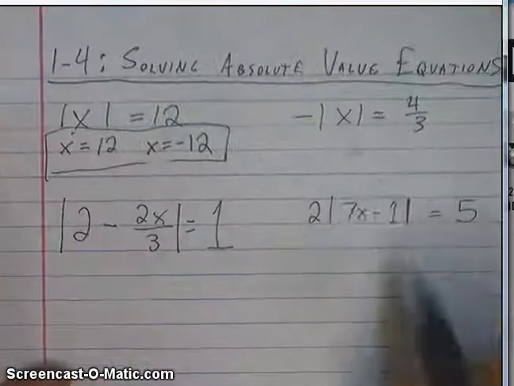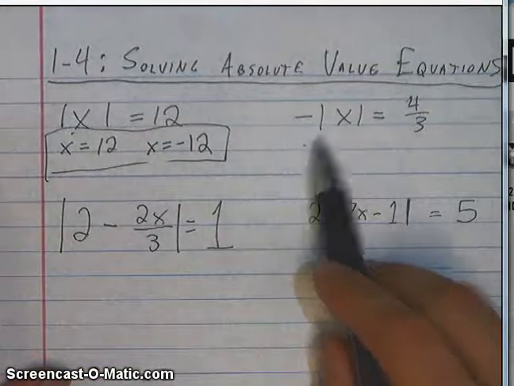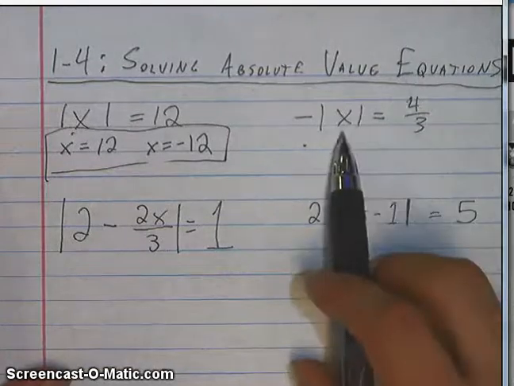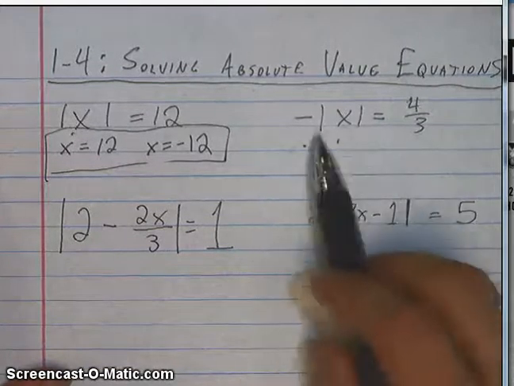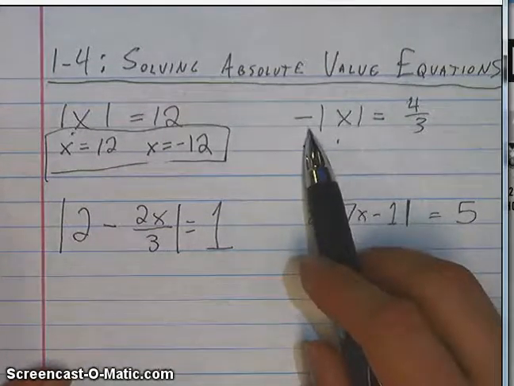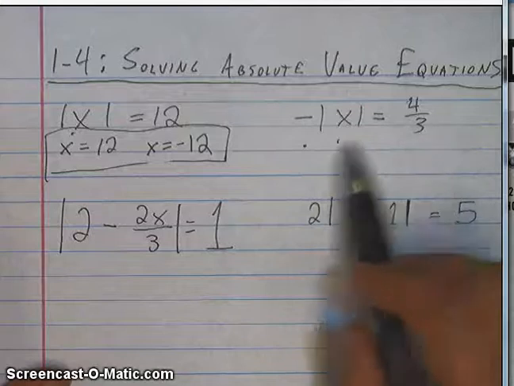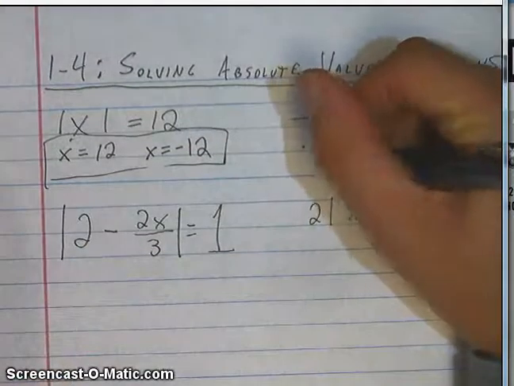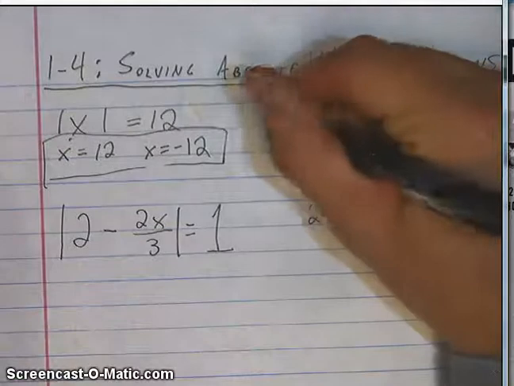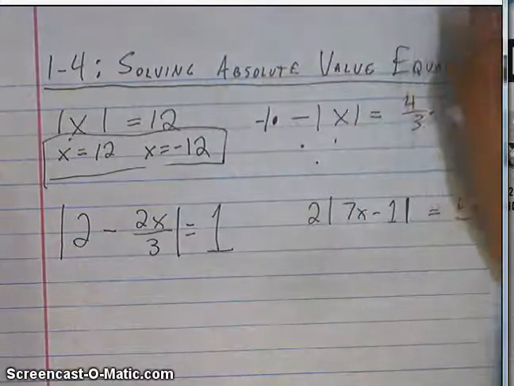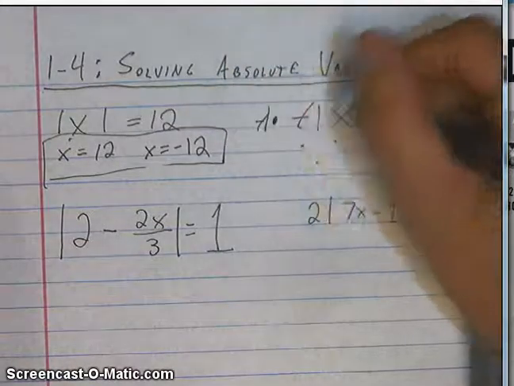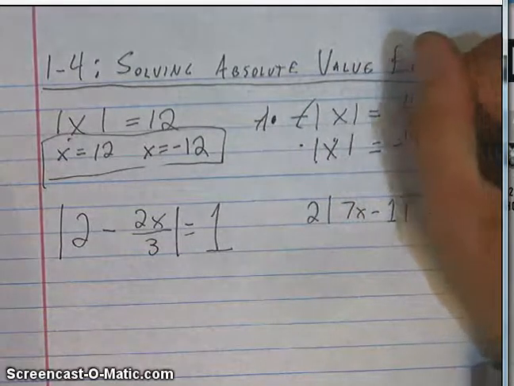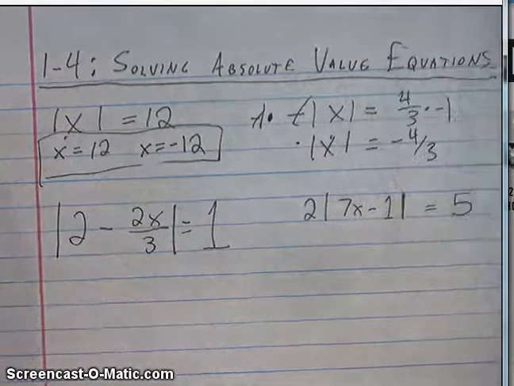For instance, right here, negative absolute value of x equals 4/3. Ask yourself the question, is there anything on the outside of those bars? The answer is yes, that negative. We need to get rid of it. We need to move it to the other side. So to do that, we're going to multiply negative 1 on both sides to cancel out those negatives. So that negative cancels that negative. That's going to give us the absolute value of x equals negative 4/3.